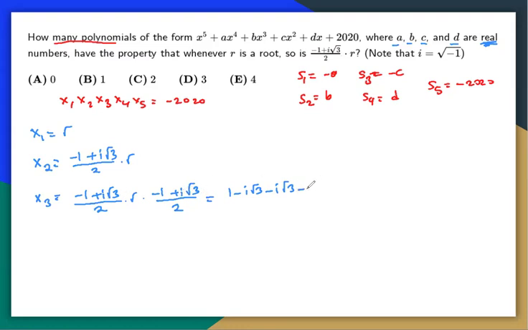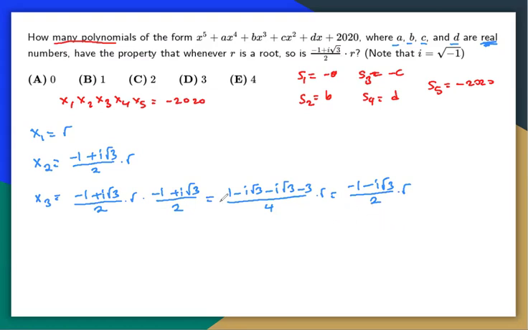I squared is negative 1, so that should be negative 3. So we got this over 4. But we do have R as well, times R. Okay, so when you say 1 and negative 3, that's negative 2. And then you got negative 2i root 3. If you take the 2 as a common factor and cancel with that 4, you'll get negative 1 minus i root 3 over 2 times R.